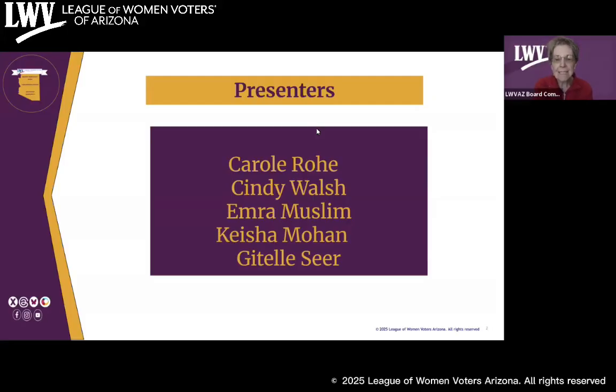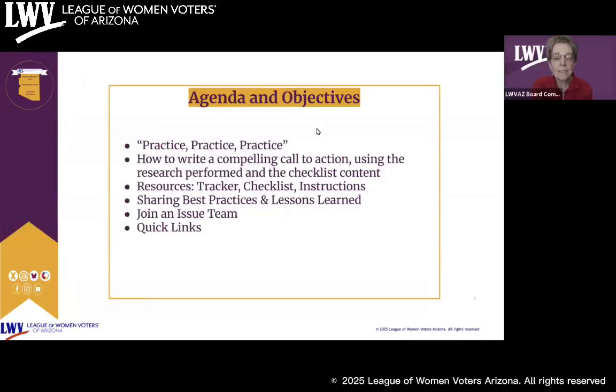Carol, Cindy, Emra, and Keisha have been working heavily on the voting rights issue teams. So they have, among them, a vast amount of knowledge in the weeds. Their expertise is valued and is why they're presenting today. You can move on to the next slide, Emra.